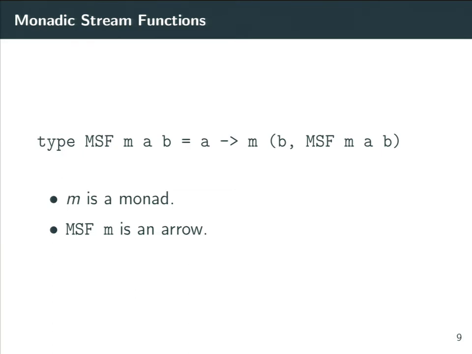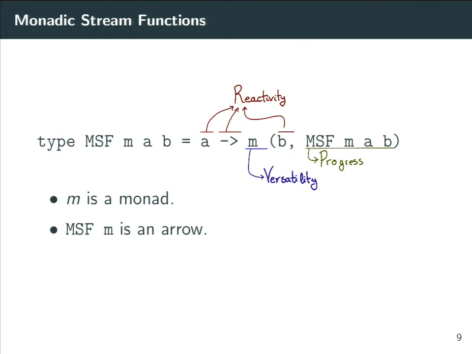So two important things. M is an arrow, and M is a monad, and MSF M is an arrow. And we're going to obtain all the benefits that I mentioned before from this definition. So it's reactive, because we have outputs that depend on inputs, and we use the arrow combinators to express data dependencies. It expresses progress towards the future, because we have continuations and we're going to move forward. And it's versatile. We have added a monad to provide the versatility that Yampa did not have.